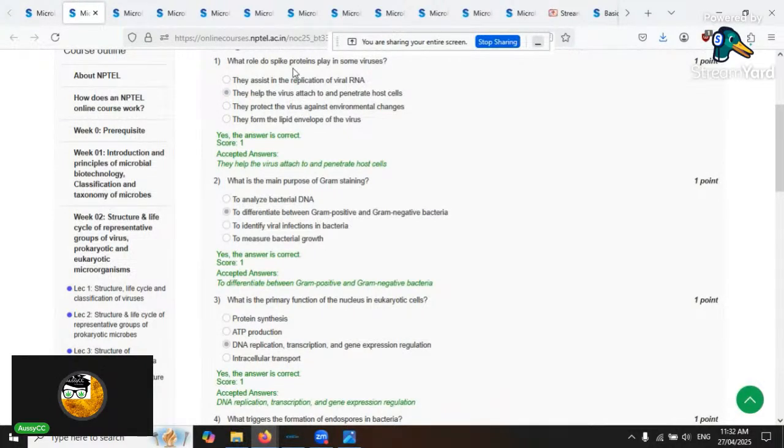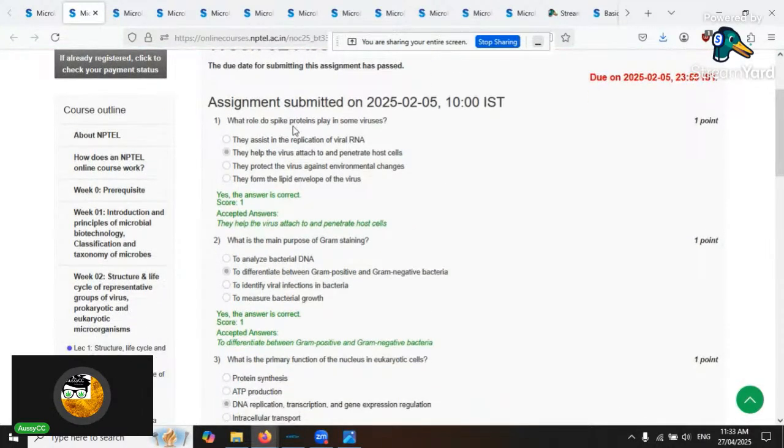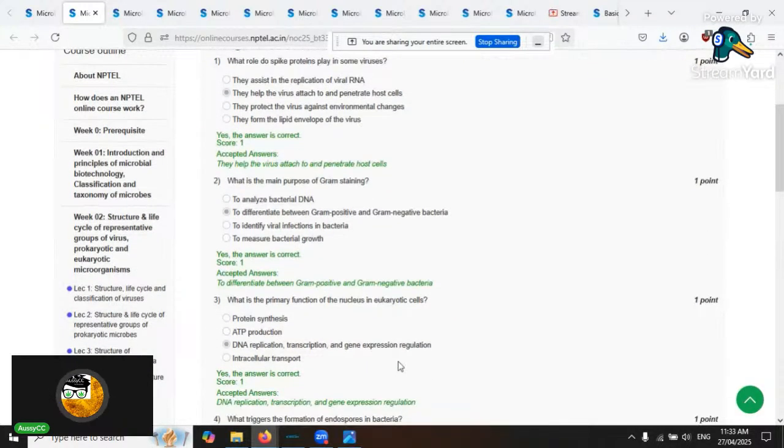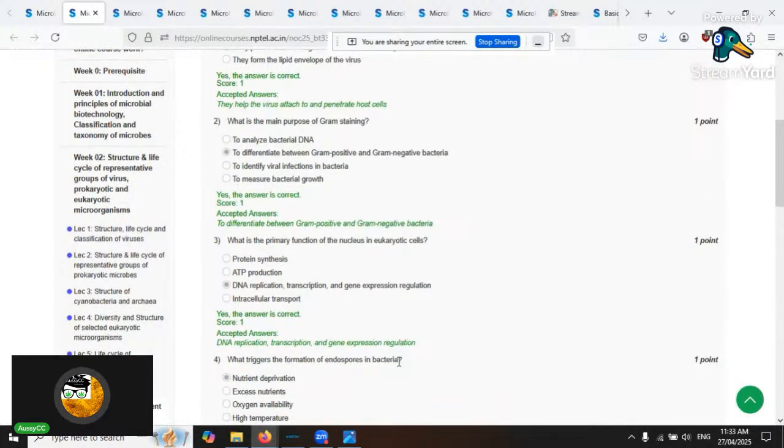What role do spike proteins play in some viruses? They help the virus attach to and penetrate the host cell. What is the purpose of Gram staining? To differentiate between the two types of bacteria. What's the primary function of the nucleus in eukaryotic cells? DNA replication, transcription, and gene expression. What triggers the formation of endospores in bacteria? Nutrient deprivation.